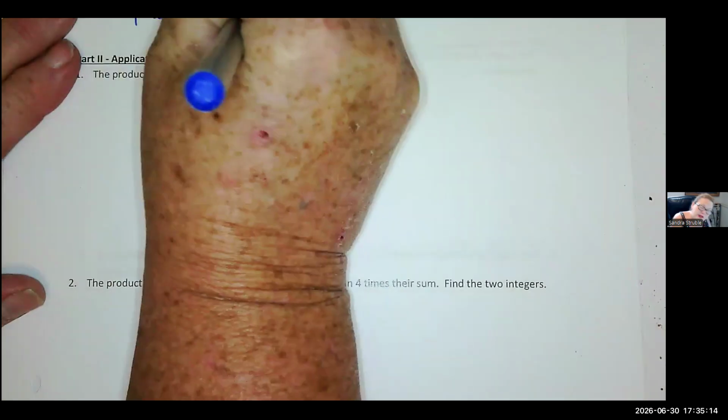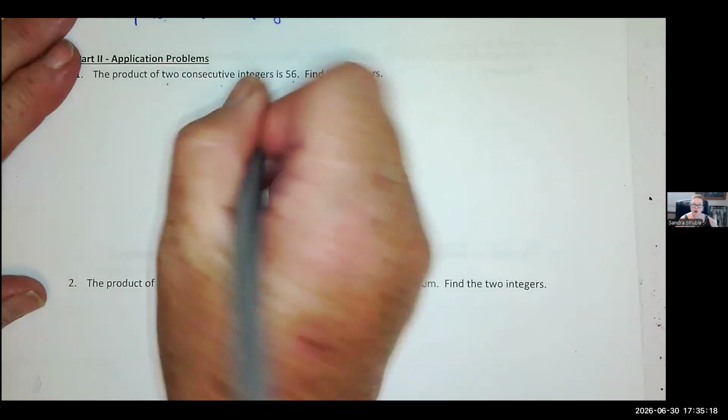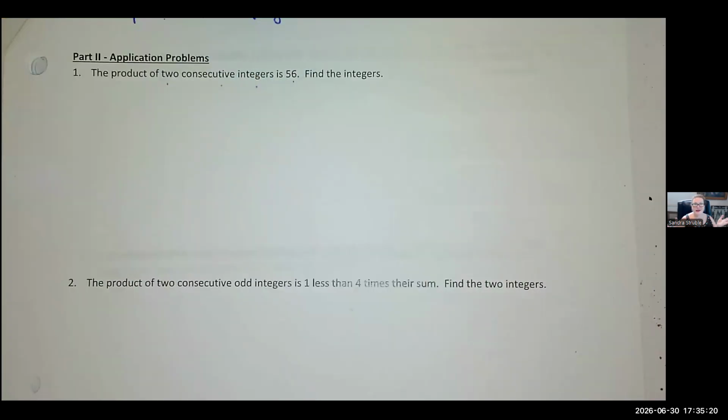Now, two consecutive integers. What does that mean? Two integers means you've got two numbers that are anything from negative infinity to infinity that's not a fraction. So it's going to be either a -5 or a 0 or a +7, something like that. All right. Consecutive means one right after the other, like the numbers 3 and 4. 4 is right after 3. So those are consecutive numbers.